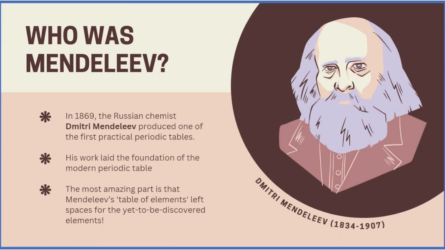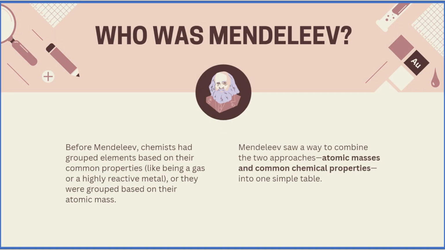So who was Mendeleev? In 1869, the Russian chemist Dmitry Mendeleev produced one of the first practical periodic tables. His work laid the foundation of the modern periodic table. The most amazing part is that Mendeleev's table of elements left spaces for the yet to be discovered elements. So there is a place to put the newly discovered elements. So who was Mendeleev now?